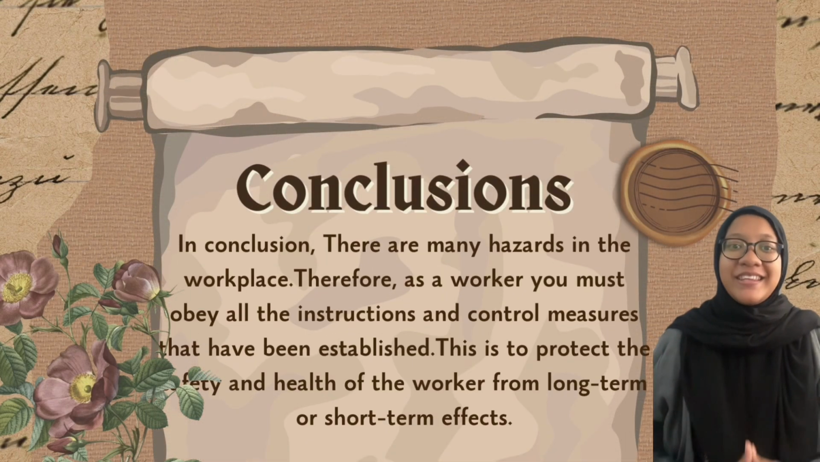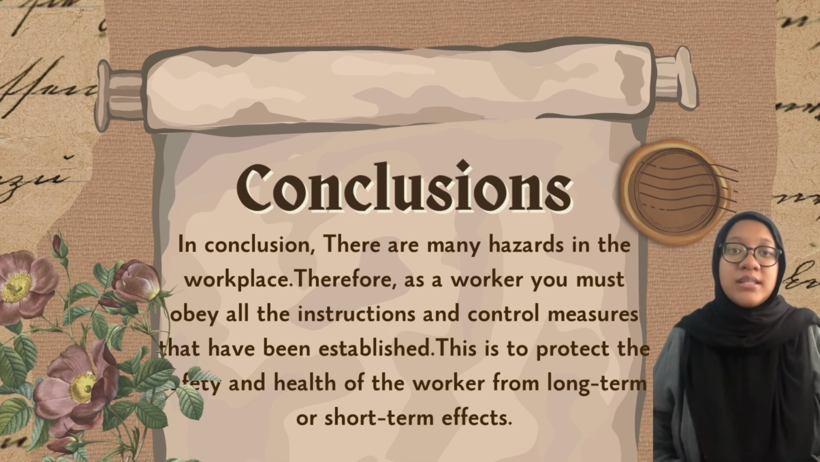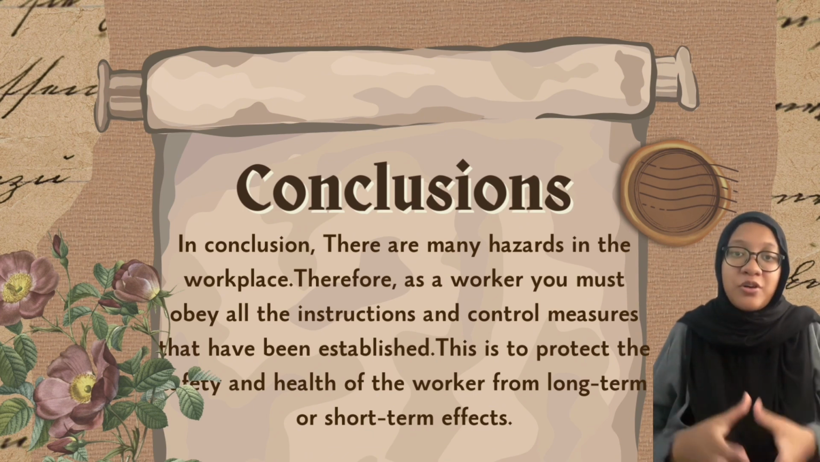In conclusion, there are many hazards in the workplace. Therefore, as a worker, you must obey all the instructions and control measures that have been established. This is to protect the safety and health of the worker from long-term or short-term effects.